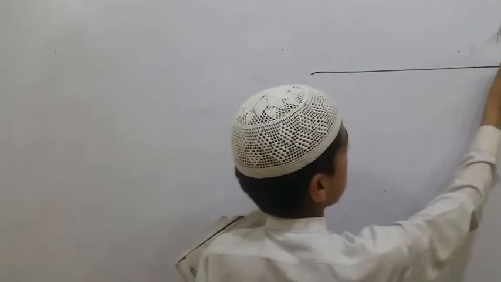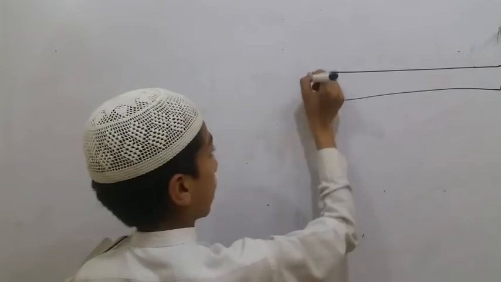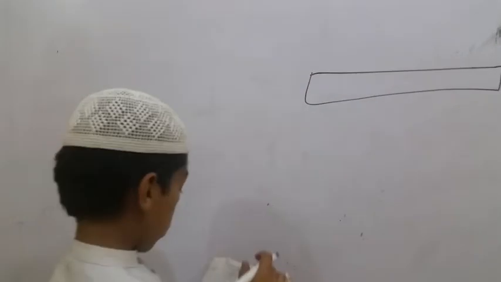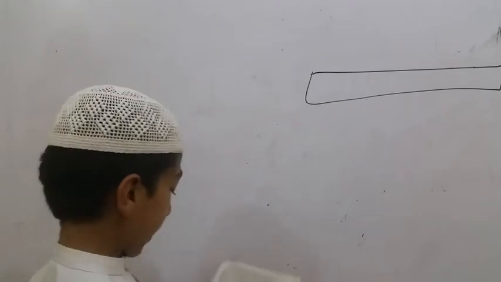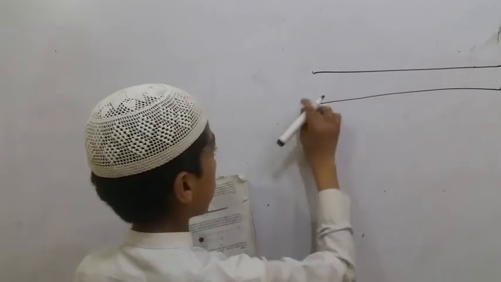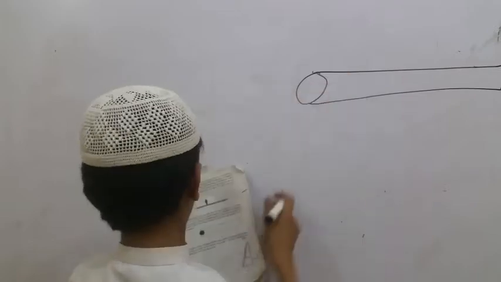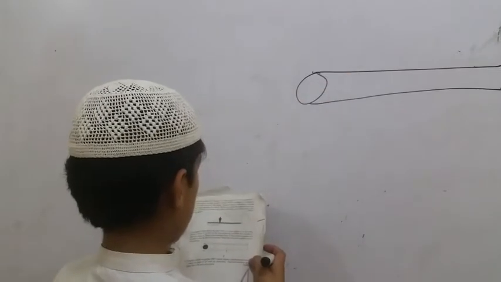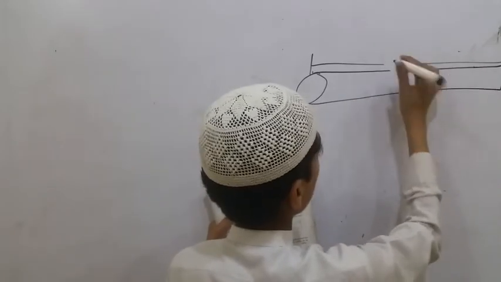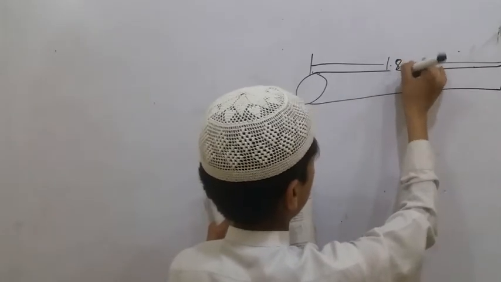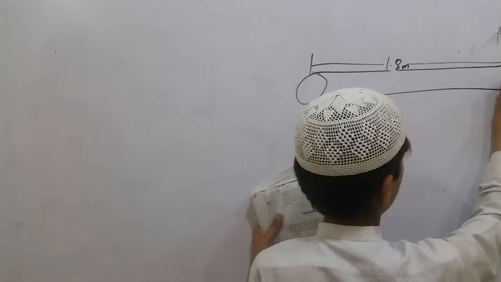The 11th numerical problem is here. This is a door which we are looking at from above. This is the axis of rotation and this distance is 1.8 meter. This is point B.